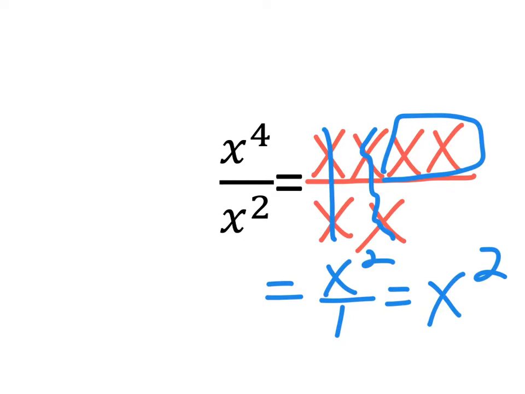Now remember, every time you cancel, if you cancel everything out underneath the top or the bottom, that just means you have a 1 up there. Okay, so you always have a 1 somewhere.